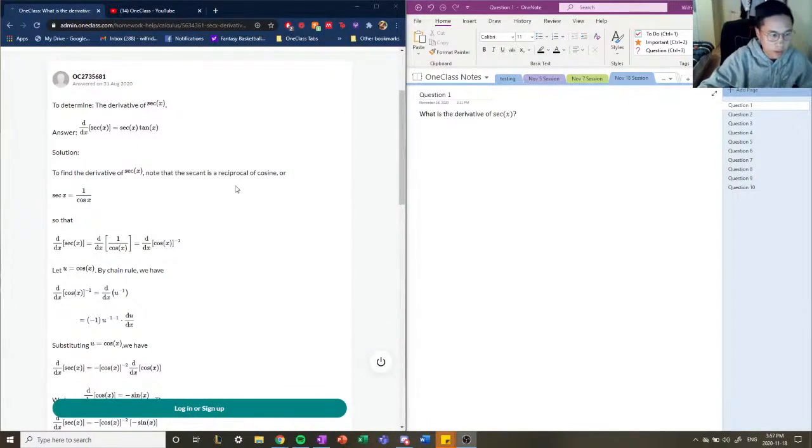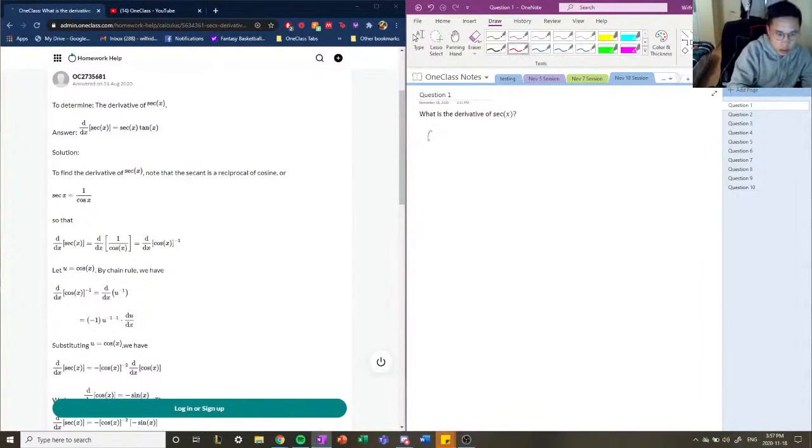So before we even begin to talk about secant x, we want to talk about a rule in deriving equations. We have the power rule, we have the quotient rule, and we also have what we call the chain rule.